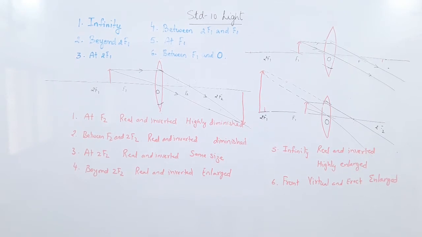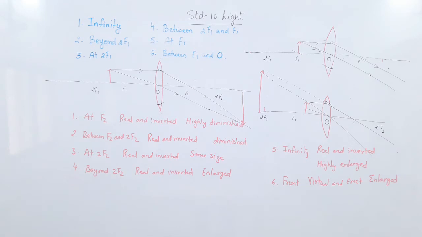At infinity is very, very far. The rays of light were parallel. The image at F2, real and inverted, highly diminished. Second case, beyond 2F1. When it was placed beyond 2F1, the image was formed between F2 and 2F2, real and inverted but diminished. At 2F2, the image was formed when the object was placed at 2F1, the image was formed exactly at 2F2, real and inverted and of the same size.